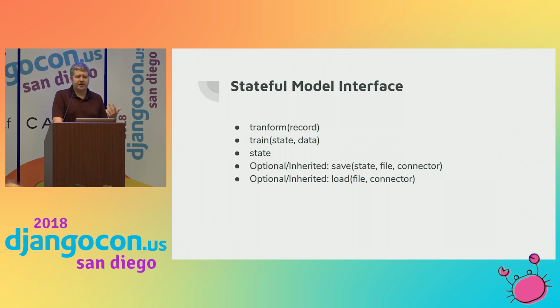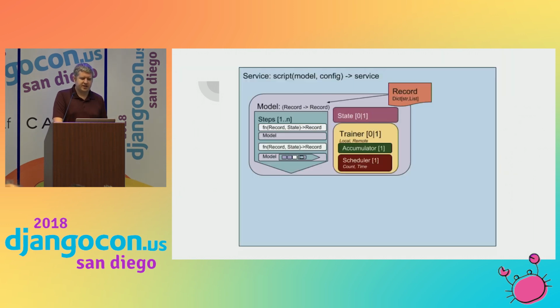So if a regular model has one method, a stateful model has one more, and you store state on it, and you get a bunch of useful stuff for saving and loading states.